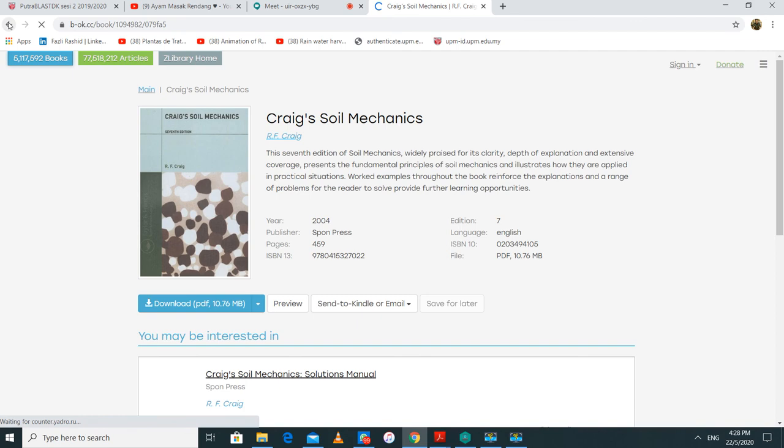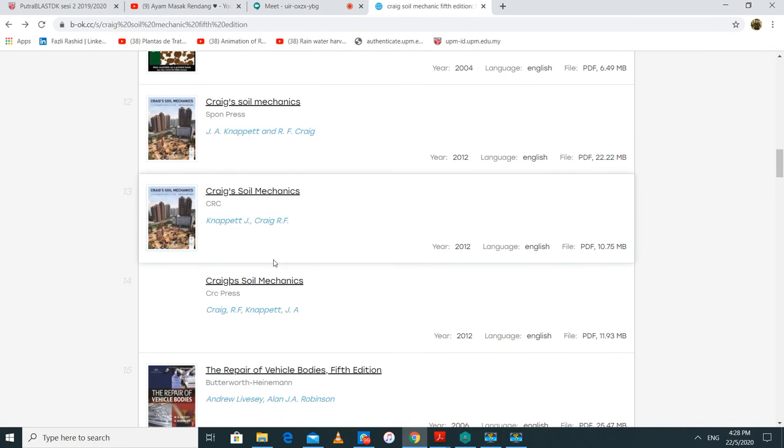Q sub NF is the net ultimate bearing capacity. So, Q sub F is the gross value, minus gamma D, it becomes the net ultimate bearing capacity. So QNF equals QF minus gamma D.